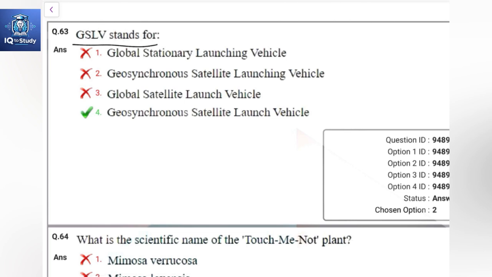GSLV stands for Geosynchronous Satellite Launch Vehicle. G means geosynchronous, S means satellite, L means launch, V means vehicle.